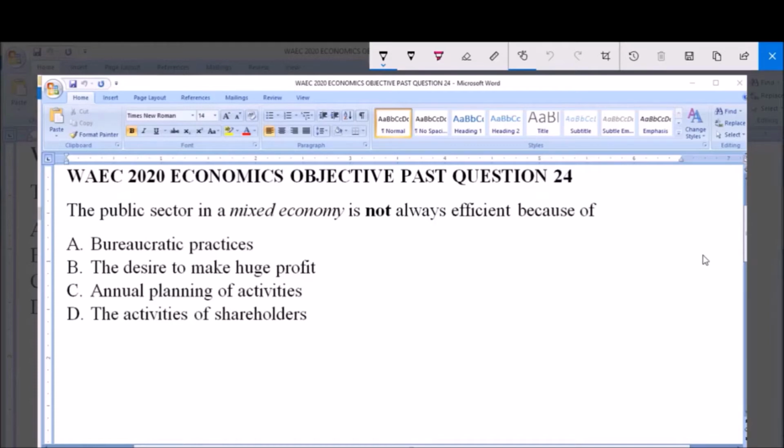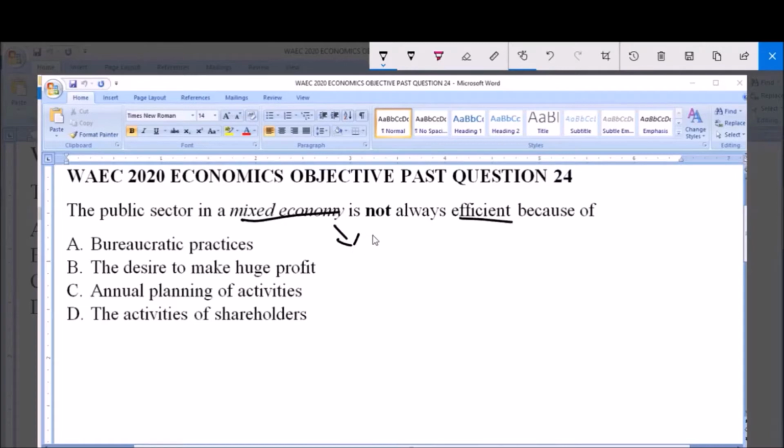The public sector in a mixed economy is not always efficient because of: A, bureaucratic practices, B, the desire to make huge profits, C, annual planning of activities, D, the activities of shareholders. Now, one of the disadvantages of a mixed economy is that it is not always efficient.